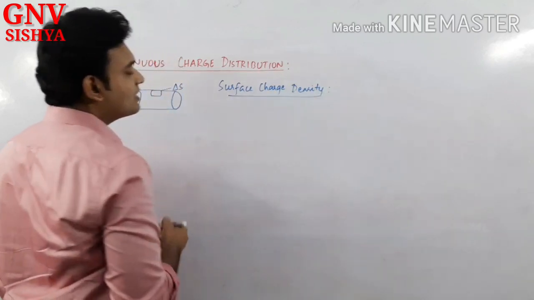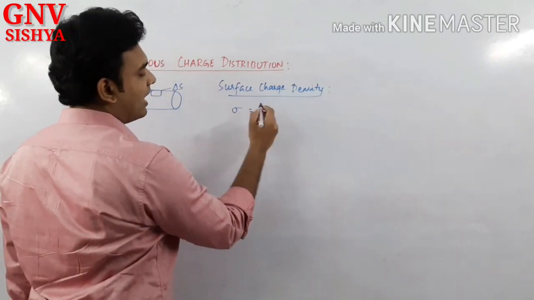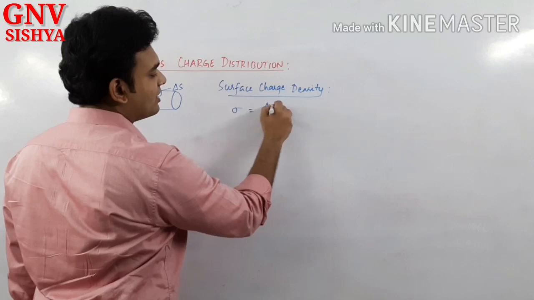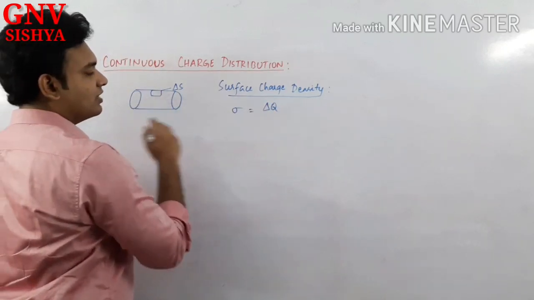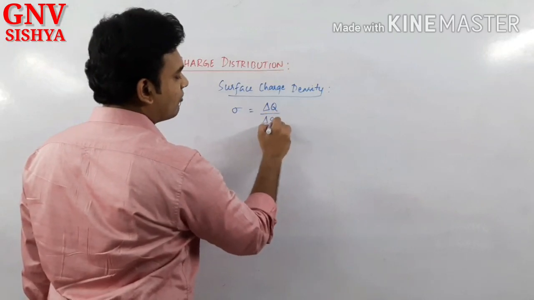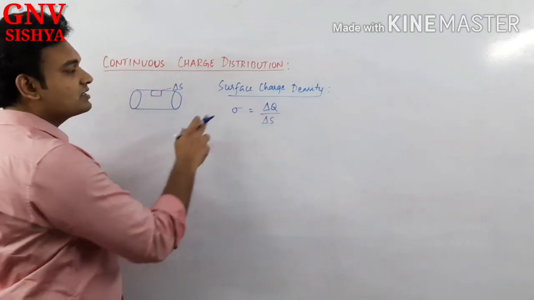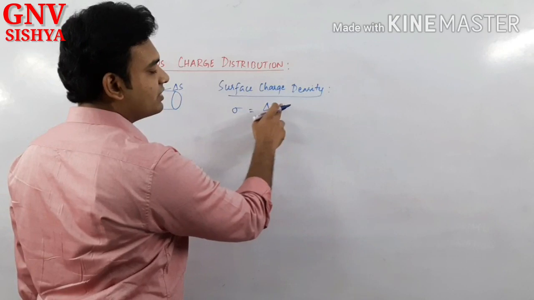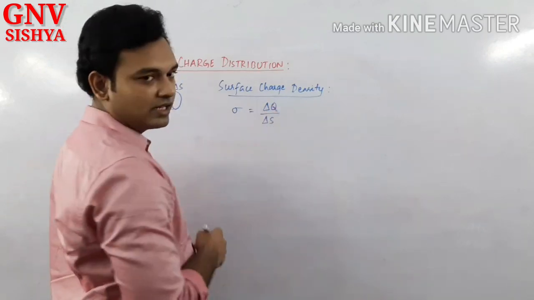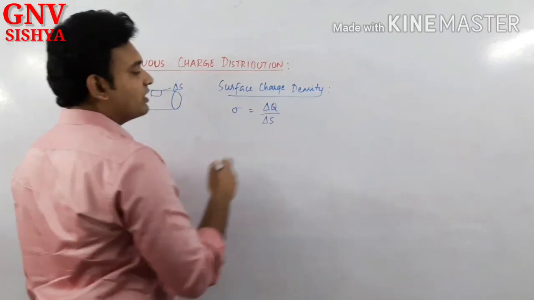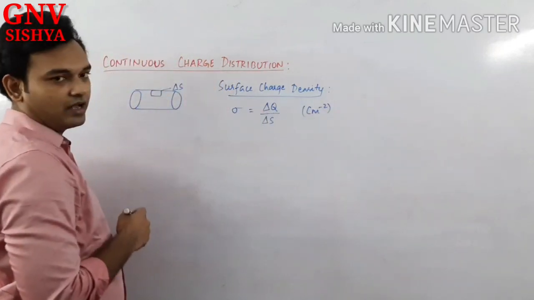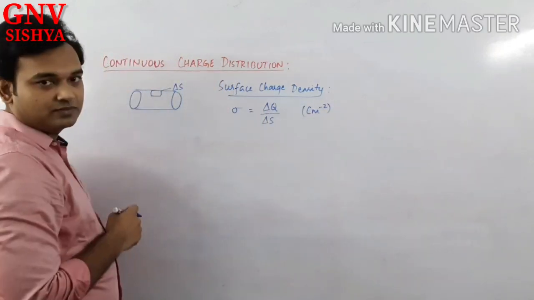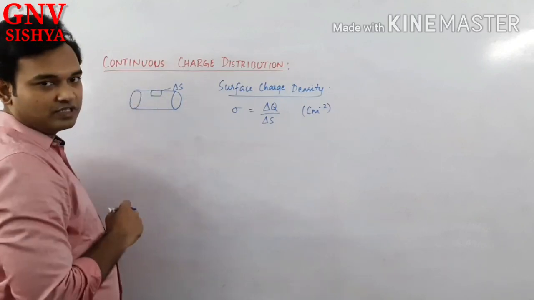Surface charge density is given by the symbol sigma, and it is the charge present in that region, del Q, in an area of del S. So surface charge density sigma is nothing but charge per unit area. The unit for that will be coulomb per meter square. This is for a surface where charges are present.